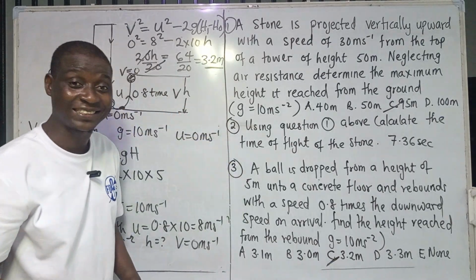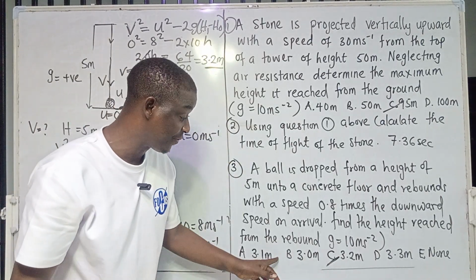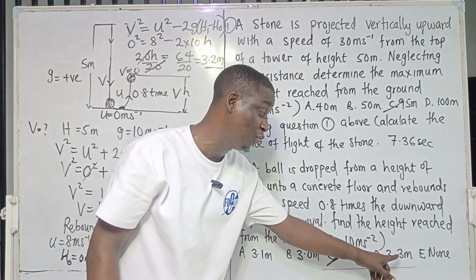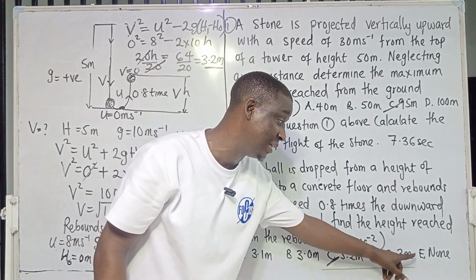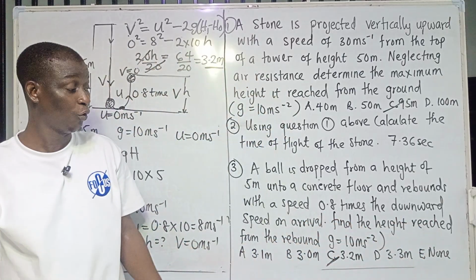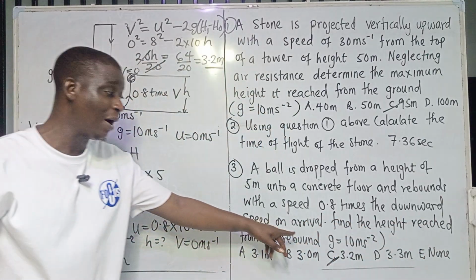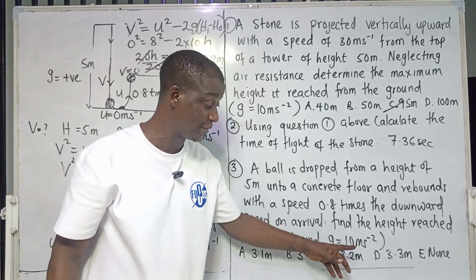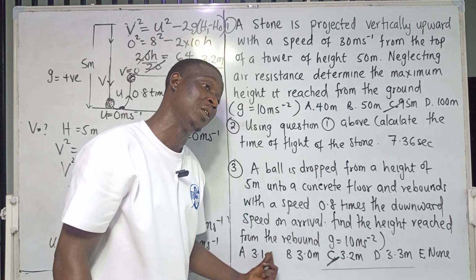Look at how close these answers are. The first one is 3.1, the second 3.0, the third 3.2, D is 3.3, and E is none of the above. So if you are not very careful and you use 9.8 instead of 10, for those that don't follow instruction, they end up getting either 3.1 or 3.0.